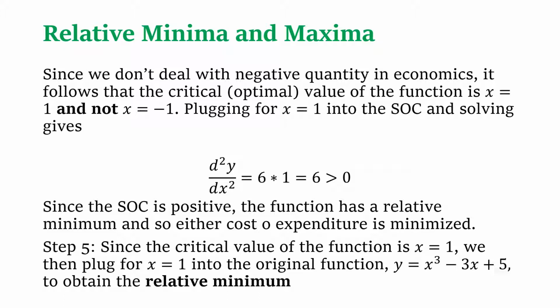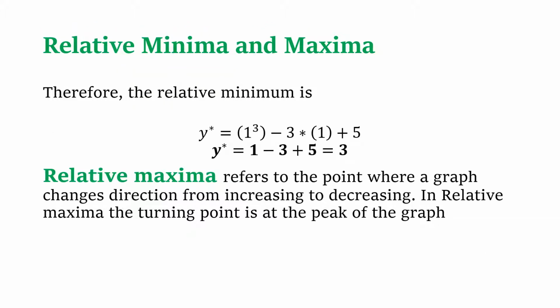Now, if we want to find the relative minimum here, we just plug this critical value x equals 1 into the original function y equals x cubed minus 3x plus 5. If we do that, we're going to get 1 minus 3 plus 5 equals 3. And so the relative minimum there is 3. Right?